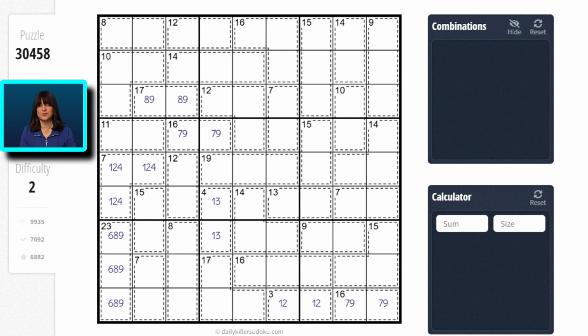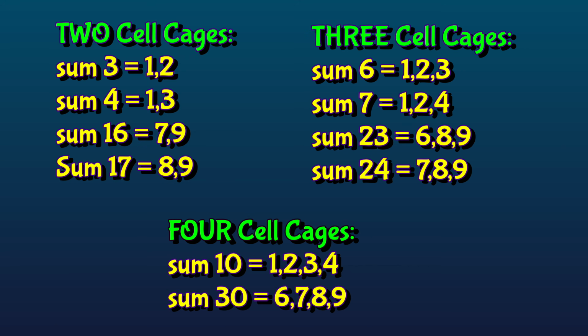So much for that strategy. But we're off to a good start. When you see cages with these sums, you'll know right away which digits go there. So study this handy chart that I have here. Maybe take a screenshot of this for 2, 3, and 4-cell cages. You'll see these cages often, and the more often you do puzzles, the easier it will be to recognize.